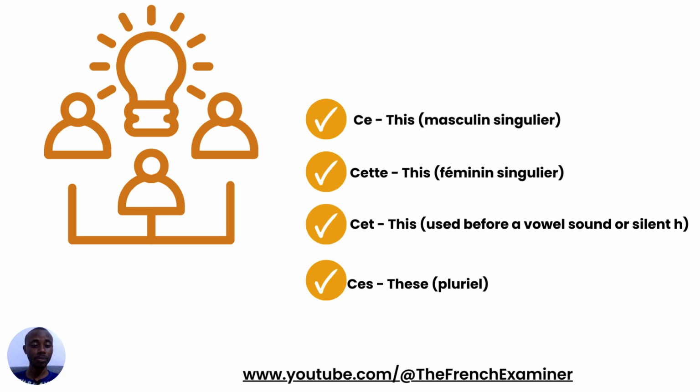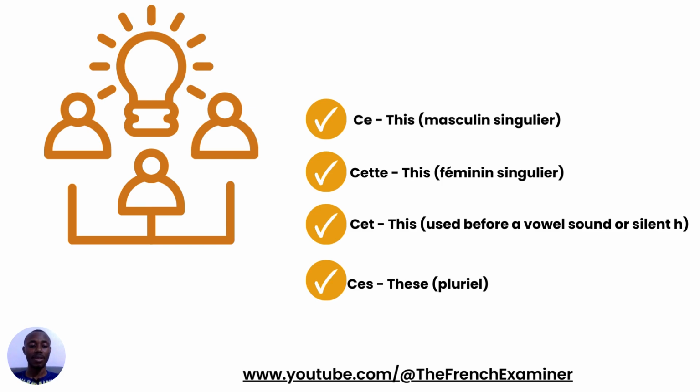Ce, ce. And when we say so, that means this for a masculine thing or a masculine person. Okay, for example, ce garçon, this boy, because boy is masculine, of course. Ce garçon, d'accord? Donc, the next one we have cette, which is the feminine singular. Cette fille. Do you see that?